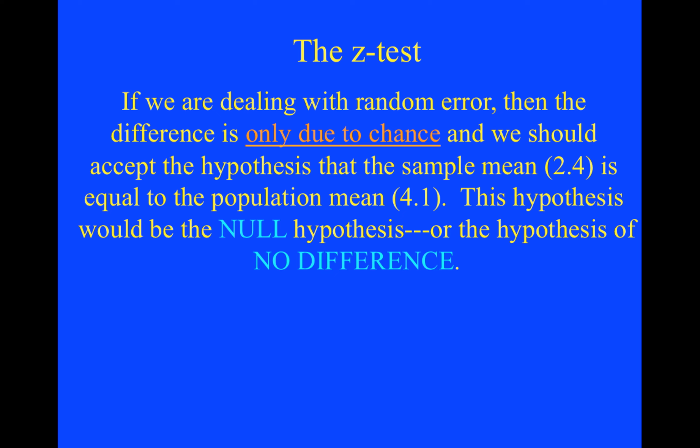And that hypothesis would be the null hypothesis, or the hypothesis of no difference. We would represent that this way: our sample mean, in this case 2.4, is equal to the population parameter of 4.1. That's the null hypothesis. M is equal to mu. We don't mean exactly equal in terms of the magnitude, but equal in a rough sense in that the mean represents that population.